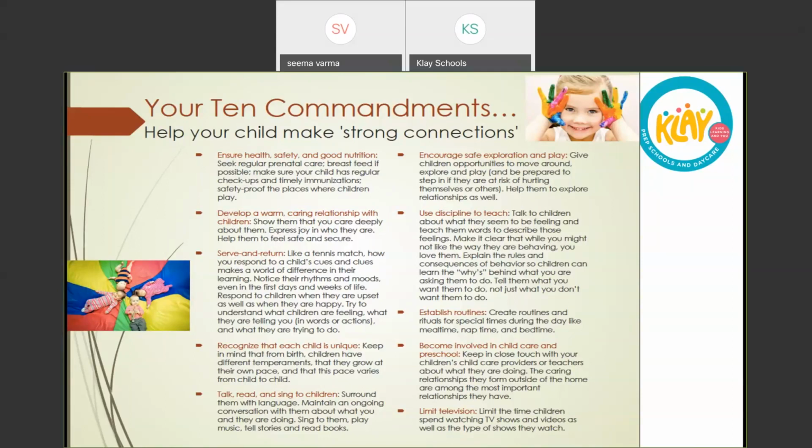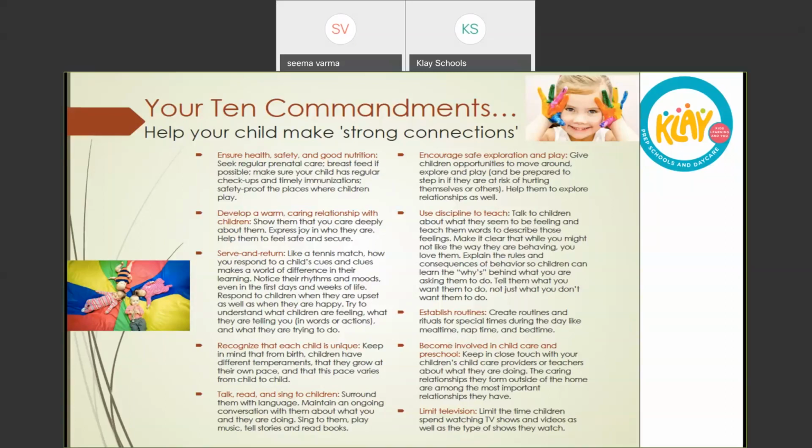Encourage safe exploration and play. Give children opportunities to move around. We know that we are living in a world where there are many limitations, but within that framework, let us find opportunities for children to really explore not just their environment, but relationships as well.